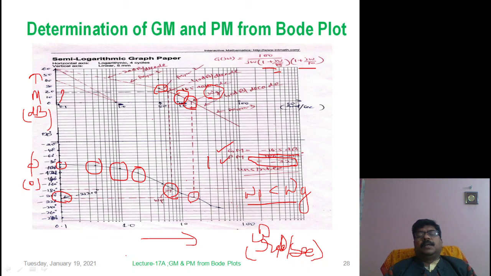So this way this lecture is concluded. Why do we draw a Bode plot? To know the gain margin and phase margin, and from that we are able to conclude whether the system is stable, unstable, or marginally stable. A graph may come where the gain crossover frequency and phase crossover frequency lie at the same frequency. In that case the system will be marginally stable.